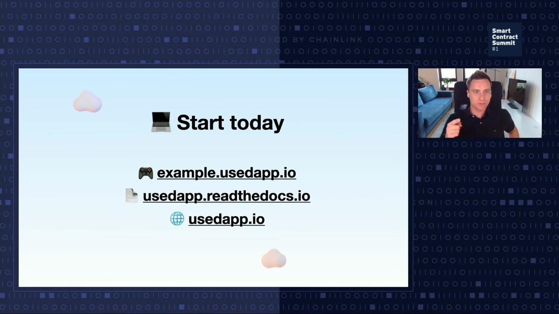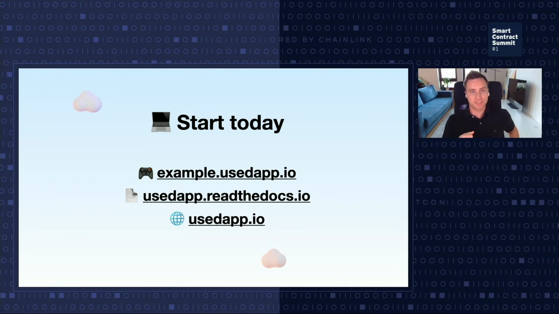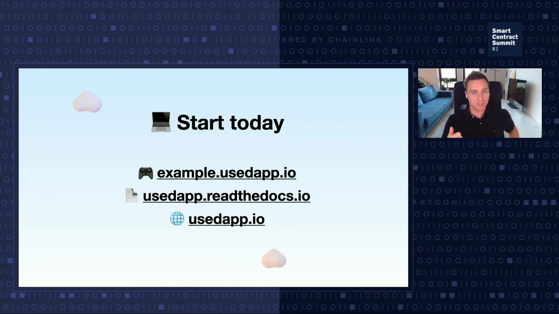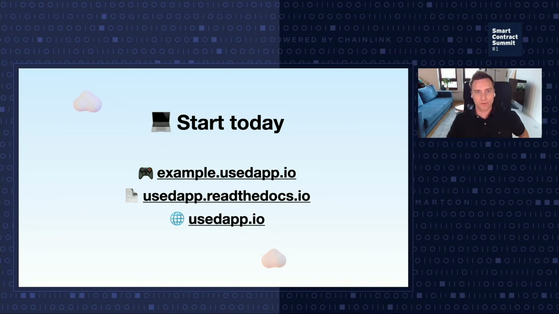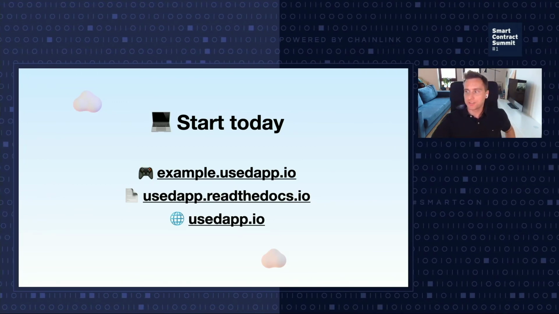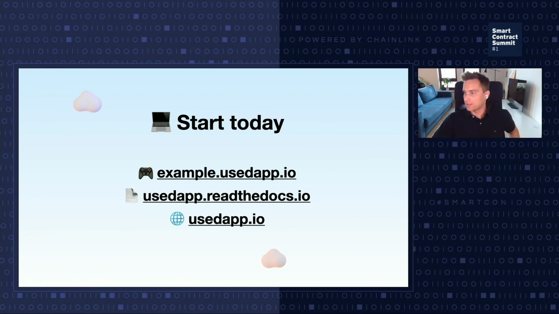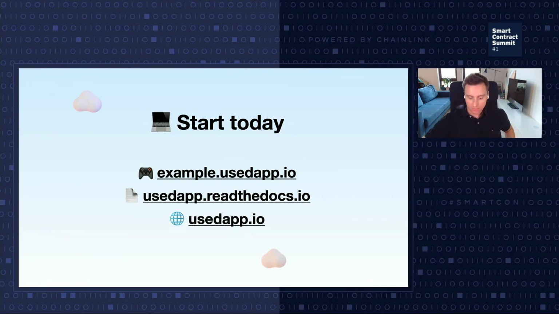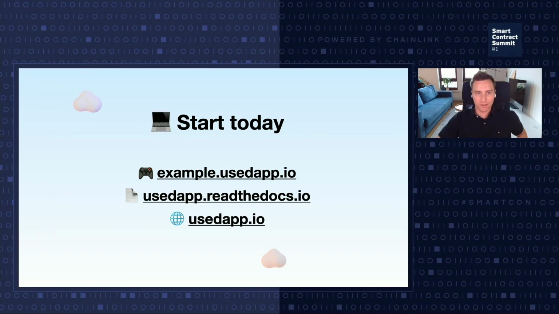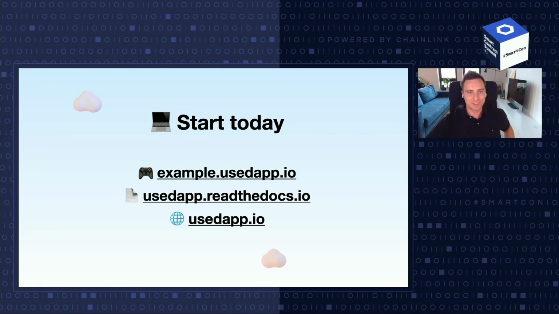Go to example.useDApp.io and play around, and see the code is available on GitHub, so you can see how simple code can generate all those cool advanced features. useDApp.readthedocs.io, check the documentation, and useDApp.io, our website, I can tell you officially sucks, but it's still a good starting point.